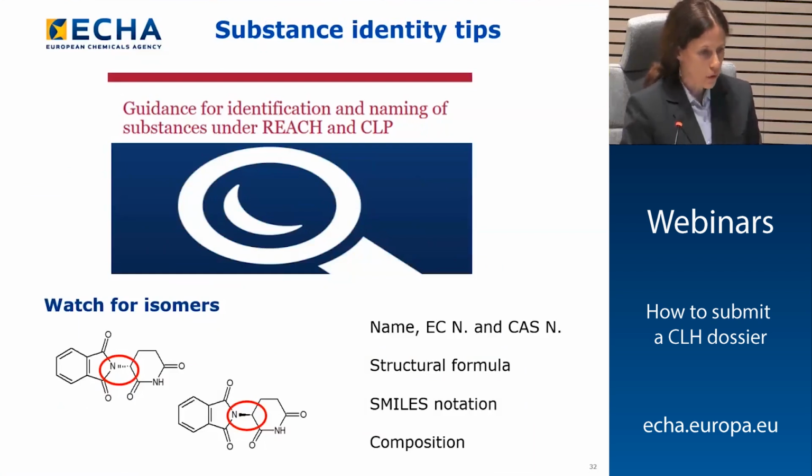Please watch out for isomers because individual isomers are considered as a constituent of a substance, and their individual concentrations need to be taken into account. If you have more than one isomer, your substance is regarded as a multi-constituent substance, and therefore the SMILES notation, structural formula, and everything have to comply with the fact that you have a multi-constituent substance. Also, the composition, everything has to be in line.